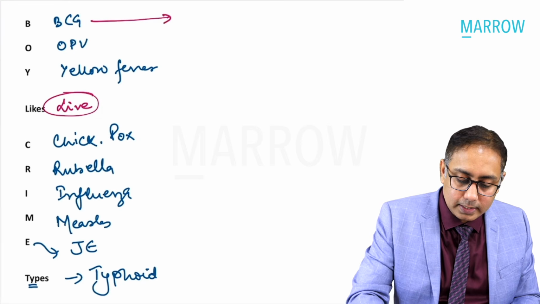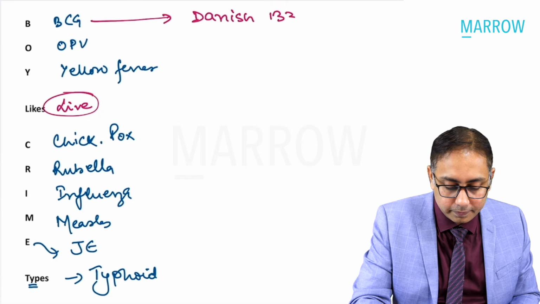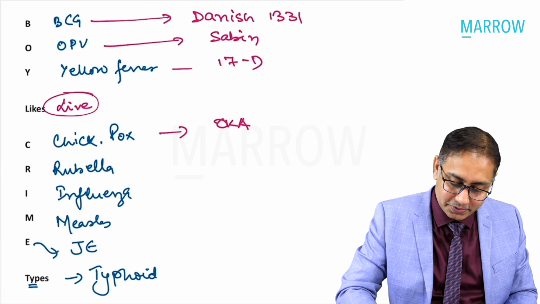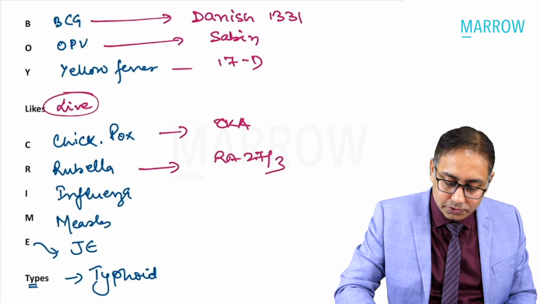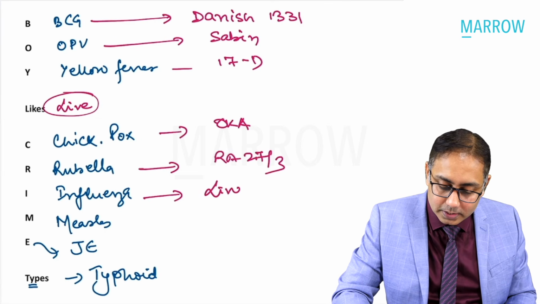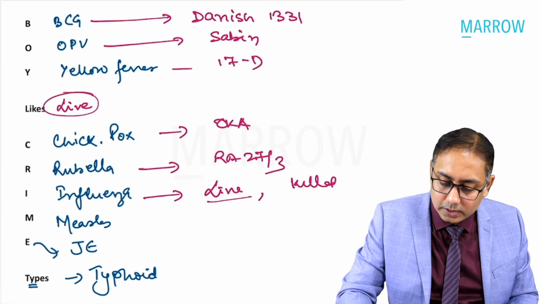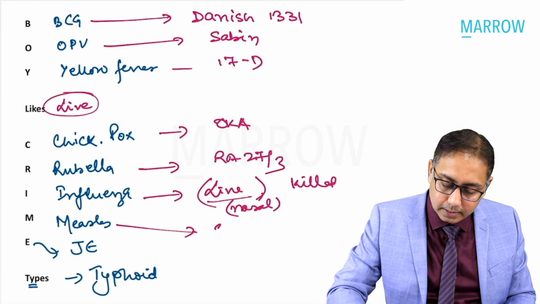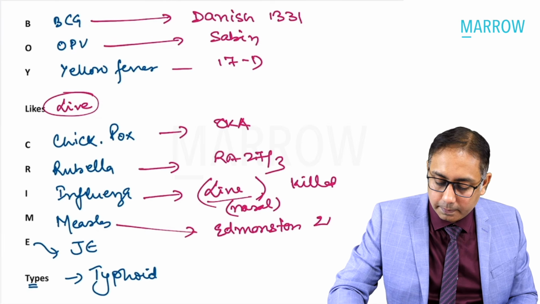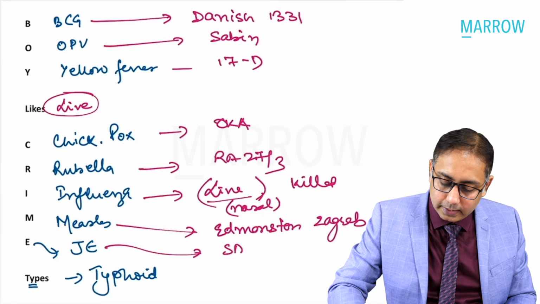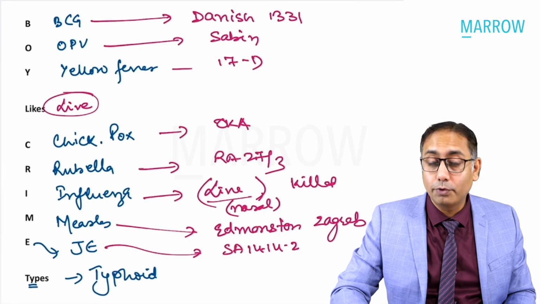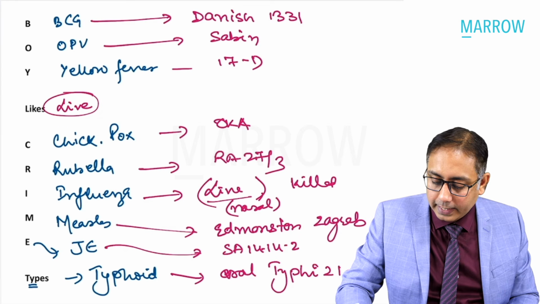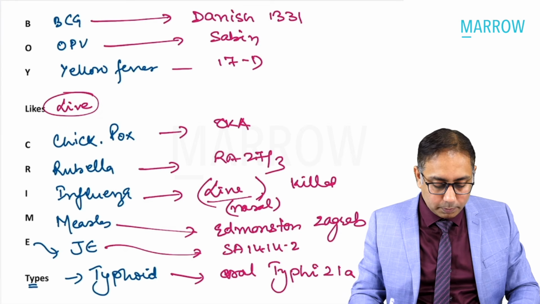The BCG vaccine strain is the Danish 1331. For OPV, the strain is the Sabin strain. Yellow fever is the 17D strain. Chickenpox is the OKA strain. Rubella is the RA27/3 strain. For influenza, we have a live influenza virus and we also have the killed ones, so it's just a live nasal vaccine. Measles vaccine is Edmonston-Zagreb. Japanese encephalitis is the SA 14-14-2 strain. Typhoid is oral Ty21a. These are the strains of the live vaccines, so you would like to memorize them.